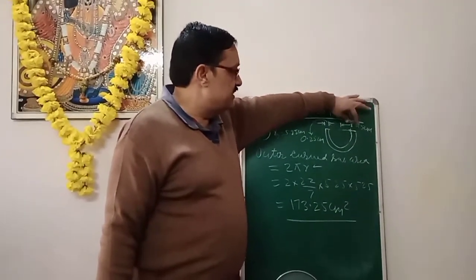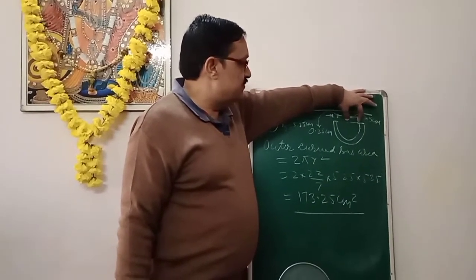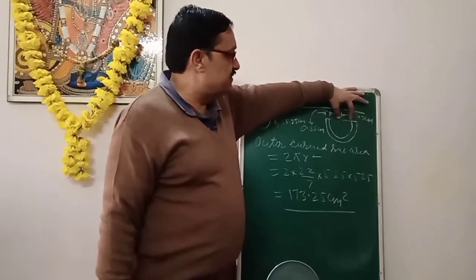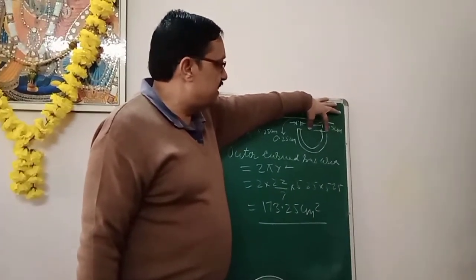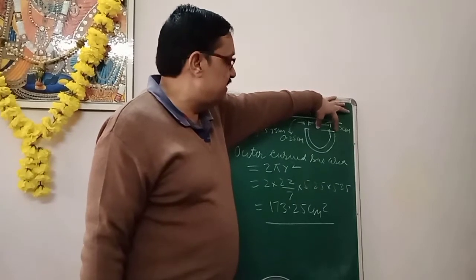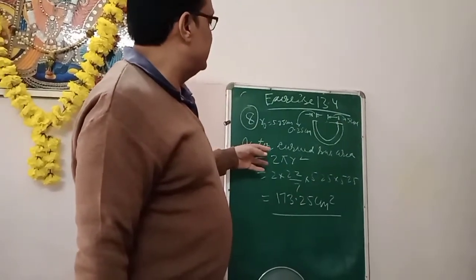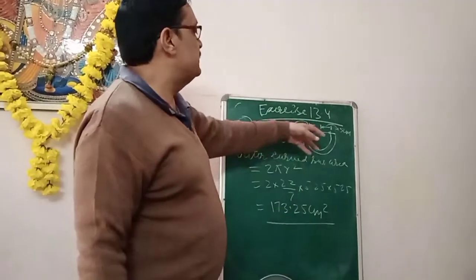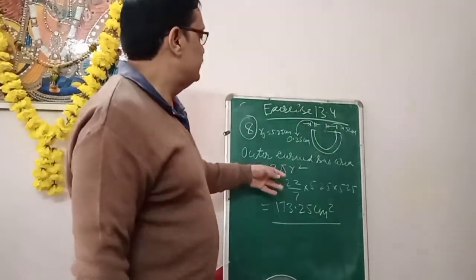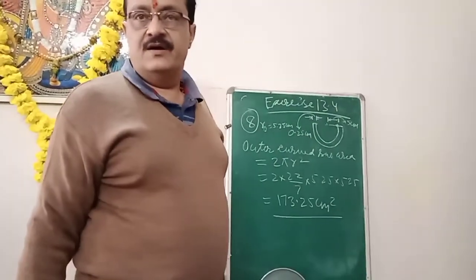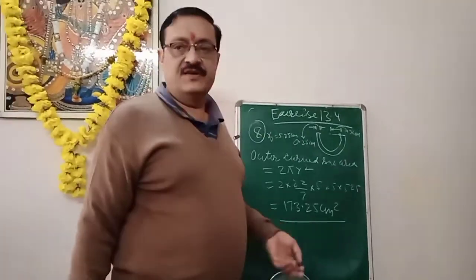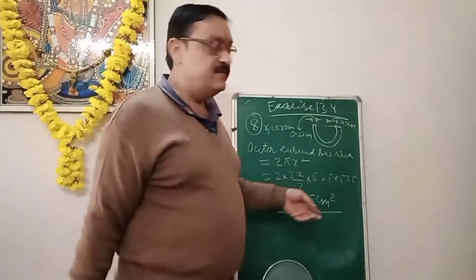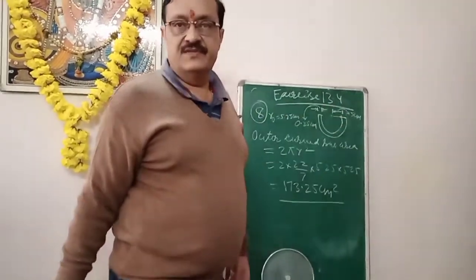So here, when it is the outer curved surface area, we need to know the outer radius. For knowing the outer radius, the inside radius was known and the thickness was known. So we added the thickness to the inside radius to get the outside radius, and then we put the value in the formula for the curved surface area of a hemisphere, because it is hemispherical. The curved surface area is 2 pi r square. We put the value of the outer radius to know the outer curved surface area.